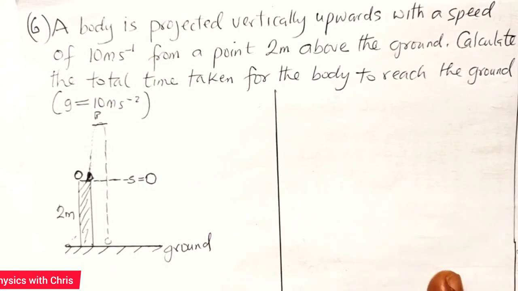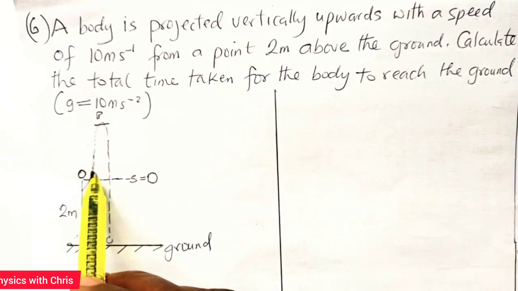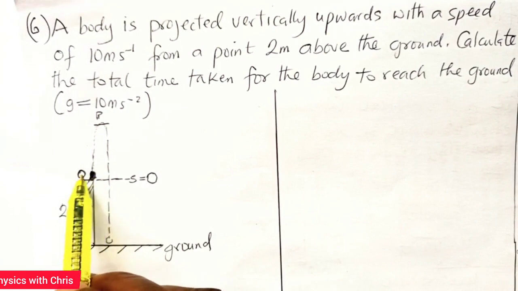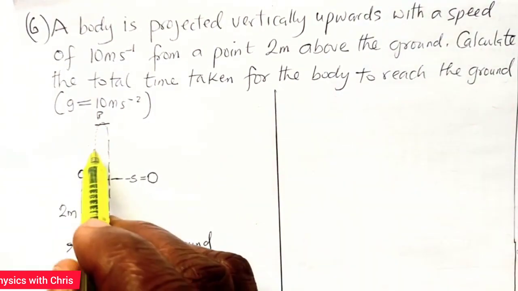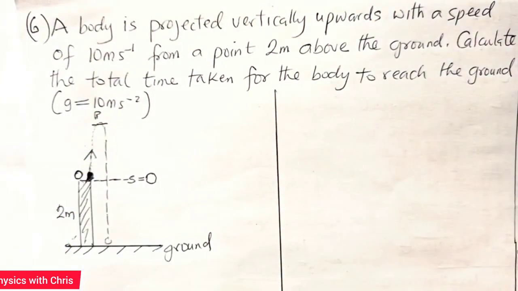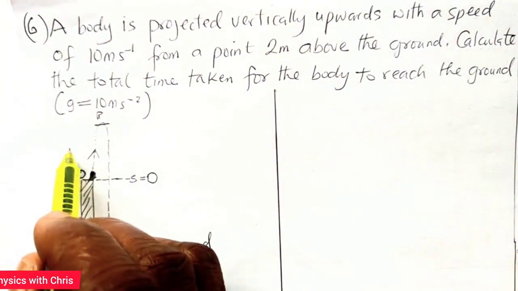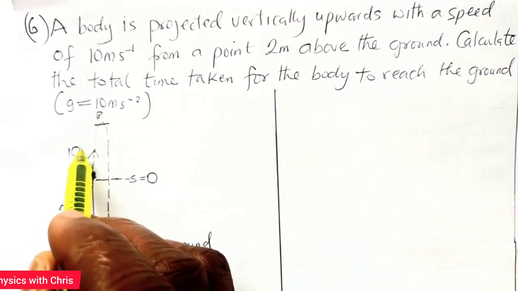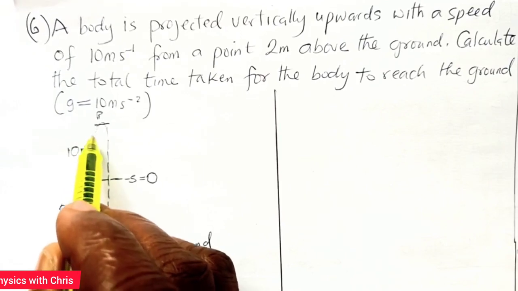Okay, this is a case of a body projected. This is a projectile in one direction. So let's call this point the point of projection. I'll call that my point O. From this point, this body is projected with an initial velocity of 10. The velocity is acting upwards.